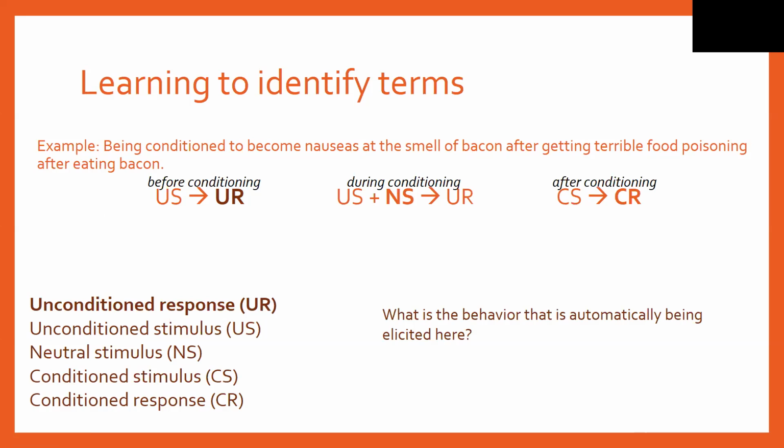And so first, again, the easiest thing to identify is the response. Okay, remember there's only one response or behavior that we're really focusing on in each example. So in this example, what is the behavior that is automatically being elicited here? It's a reflex. It's a knee-jerk reaction to something. So what's the automatic reaction here that we're looking at? Well, it would be the nausea or vomiting.